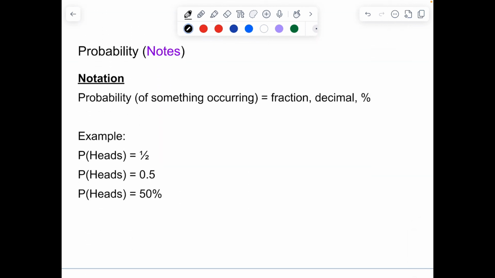We commonly have a specific notation for calculating the probability of something happening, and that notation is having the word probability or just the letter P, and then in parentheses we have what we are testing, okay, and then we have equals, fraction, decimal, or percentage. Okay, so for example, we have the probability of heads is equal to 1/2, or the probability of heads is equal to 0.5, or the probability of heads is equal to 50%.